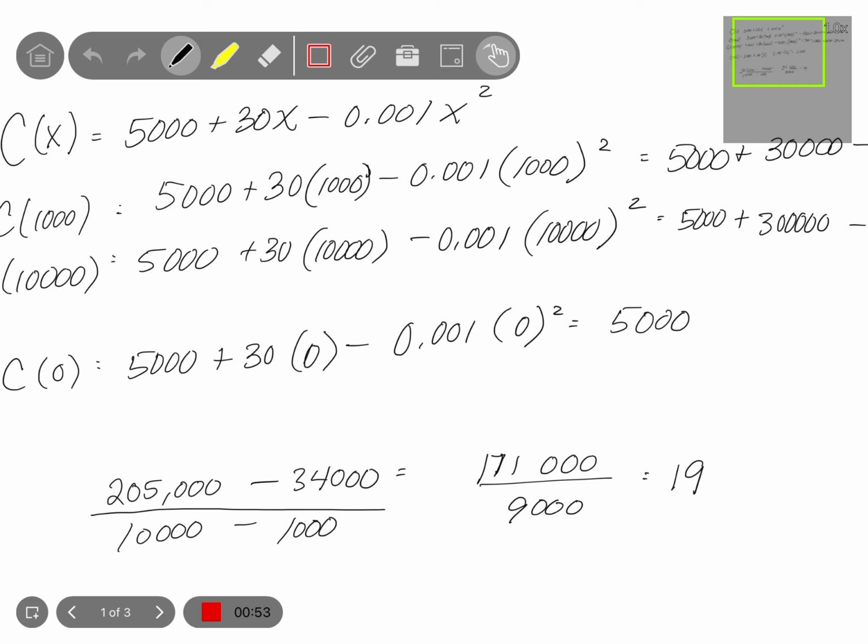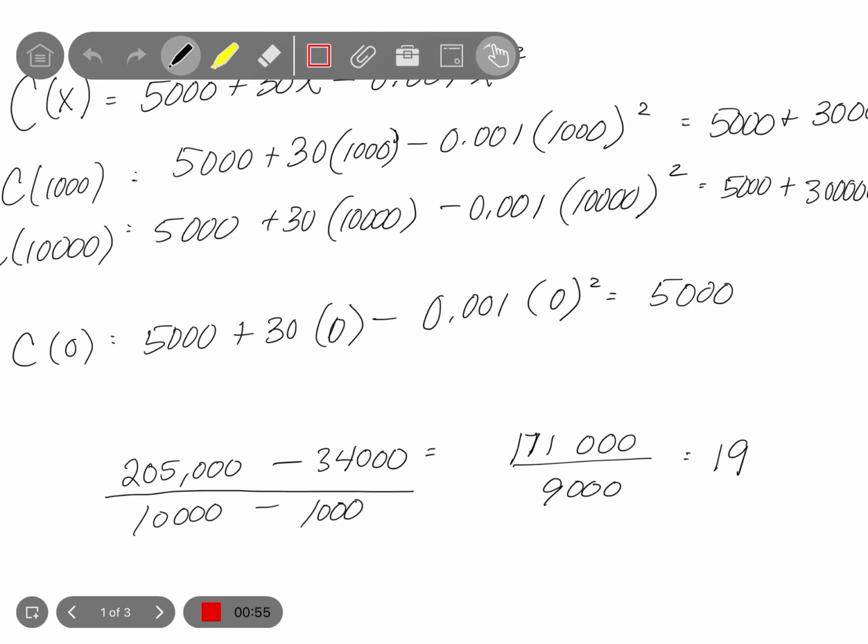Then part C said what happens if you plug in 0. You get 5,000, and what does that mean? That's the initial cost. So if I were to take and set up anything, it would be $5,000 just for the setup fees.